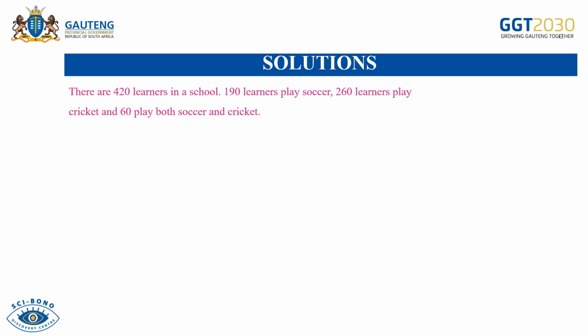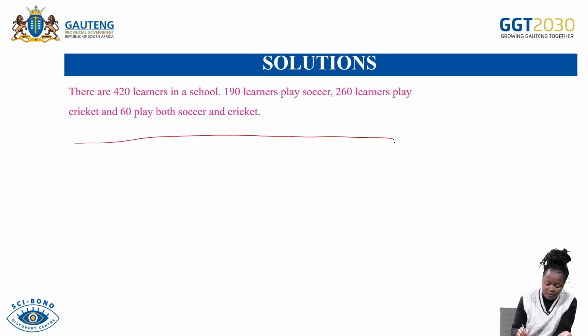Ne? So the trick with Venn diagrams, when you are drawing them, make sure that you always start with your intersection. So look at the parts where they are talking about the sport, the soccer and the cricket. Look at the parts where you've got learners who are playing both soccer and cricket. Ne? So whenever you are drawing your Venn diagrams, always make sure that you start with your intersection. Are we together? Okay, so this is my Venn diagram.